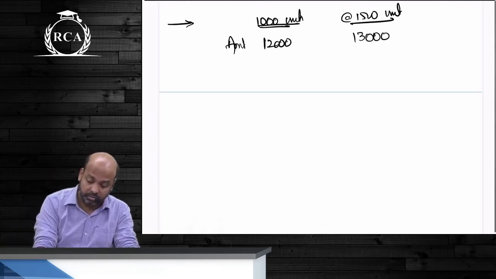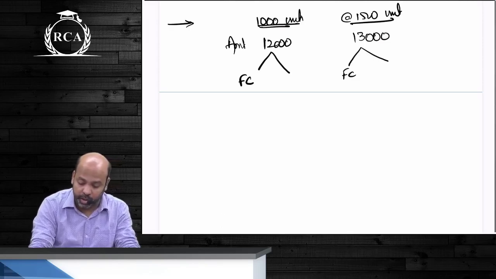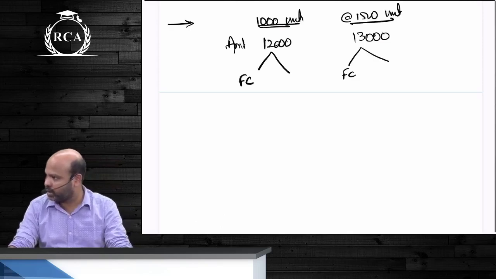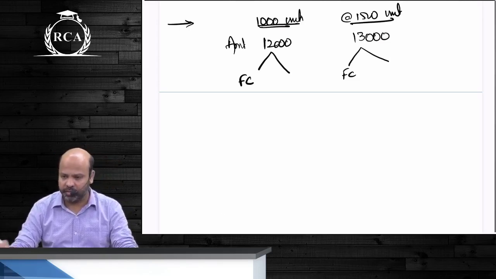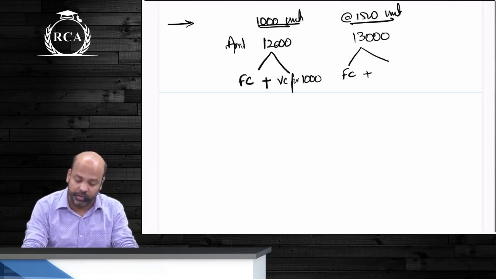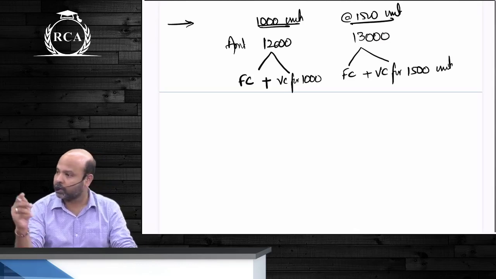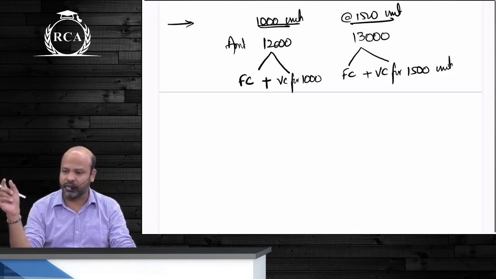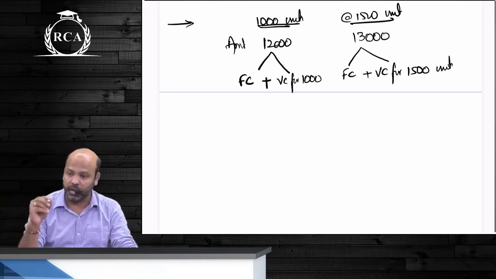Perfect. Whatever is the fixed cost component, guys, it remains same in both the elements. Alright, if it is X rupees for the first alternative, it is also X rupees for the second alternative. That cannot change. This 12,000 rupees includes fixed cost plus variable cost for how many units? 1000 units. This 13,000 includes fixed cost plus variable cost for 1500 units.